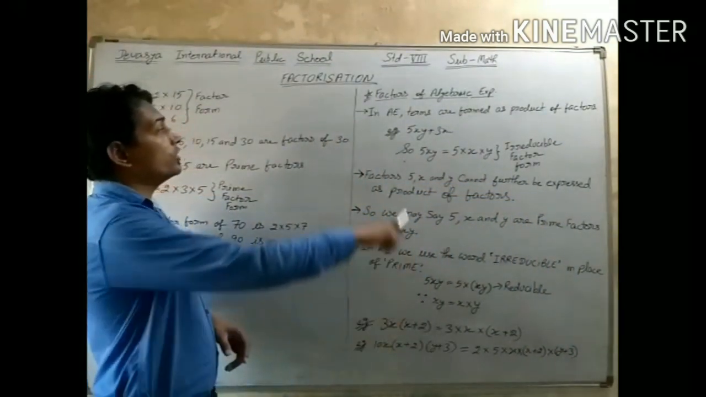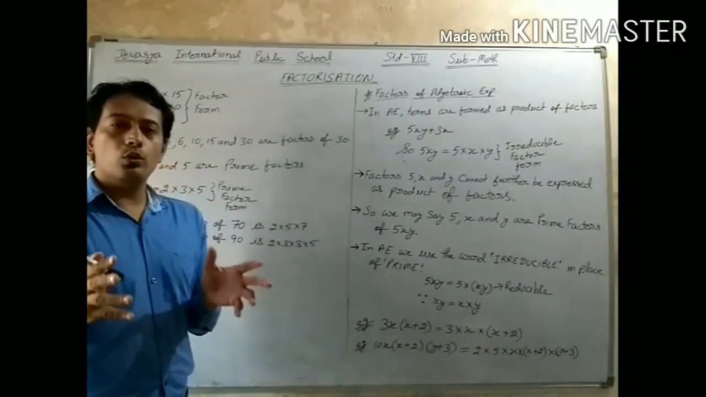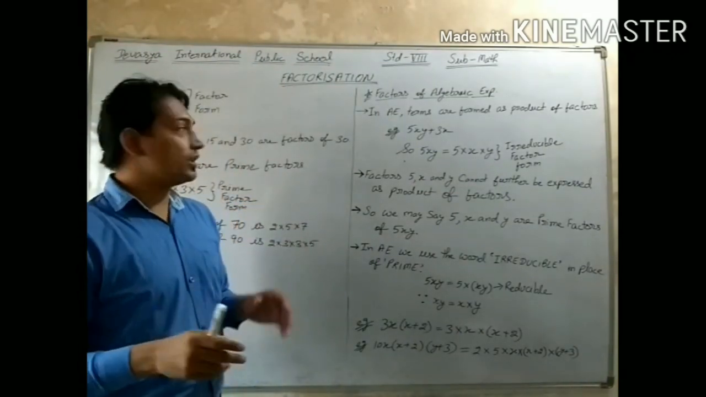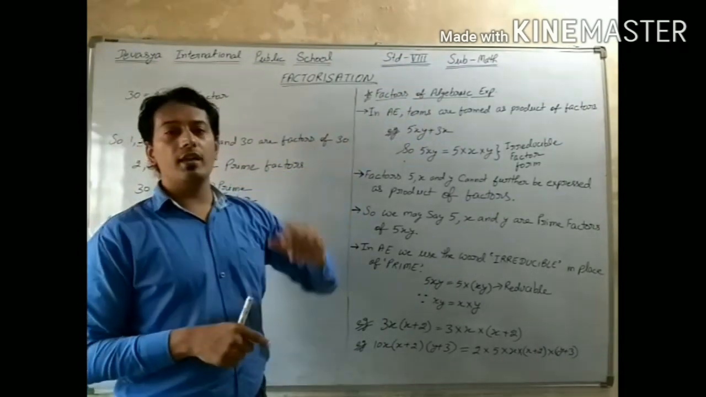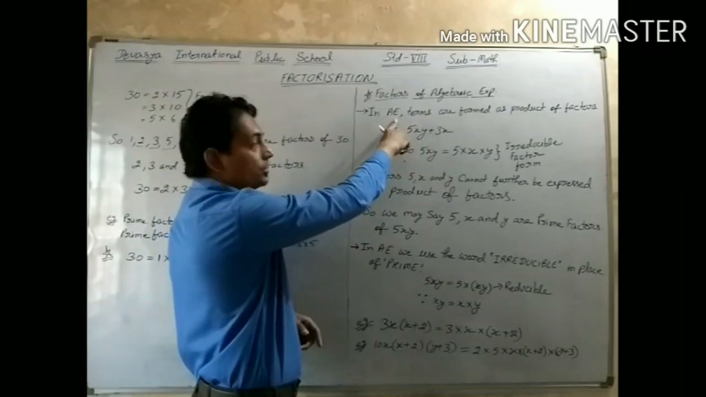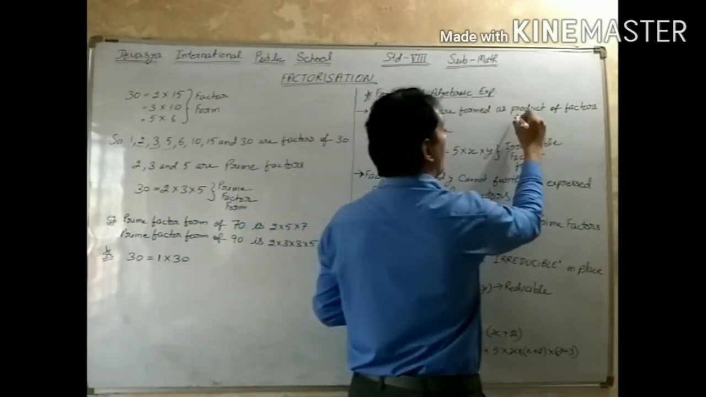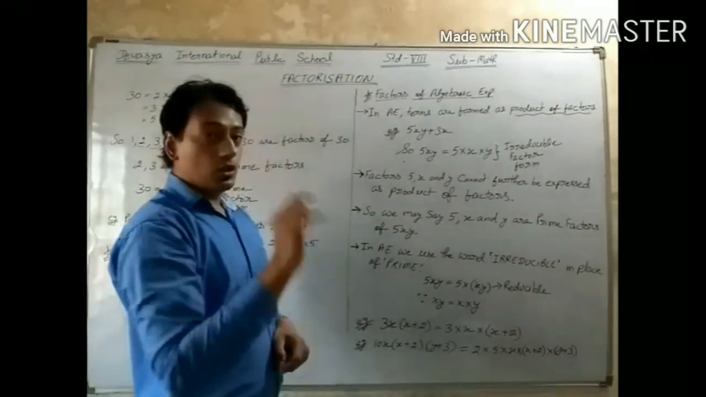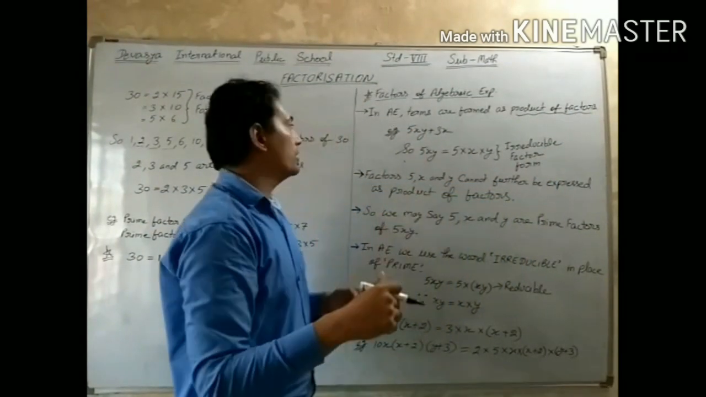Now after that, students, we will study the factors of algebraic expressions. Basically what we are going to do in this chapter is factorize algebraic expressions. That is the reason we start with simple numbers, and then we will learn how to factorize algebraic expressions. Now students, in algebraic expressions, terms are formed as a product of factors, right? In algebraic expressions, the terms are formed as a product of factors. Let's understand this concept.